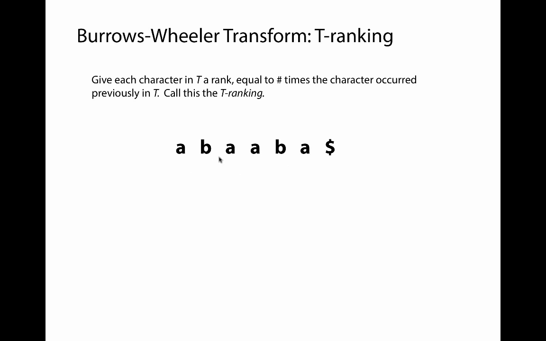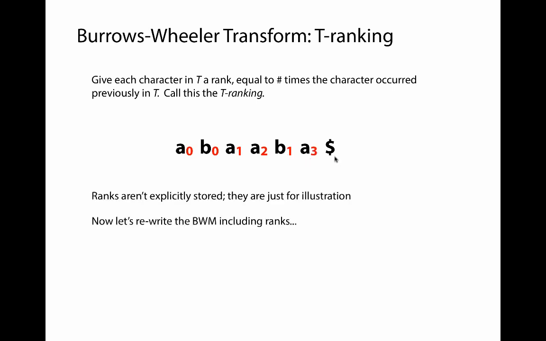So for example, if this is T, then the way we're going to give the characters ranks are, well, this is the first A, and we're going to start at 0, so that gets a rank of 0. This is the first B, so that also gets a rank of 0. Now we reach this A, this is the second A, so this gets a rank of 1, and this A gets a rank of 2, and this B gets a rank of 1. We've seen 1 B previously, and then this A gets a rank of 3. And we could give the $ sign a rank, but it doesn't matter. It'll always be 0. So that is the string T, but annotated with its T ranking.